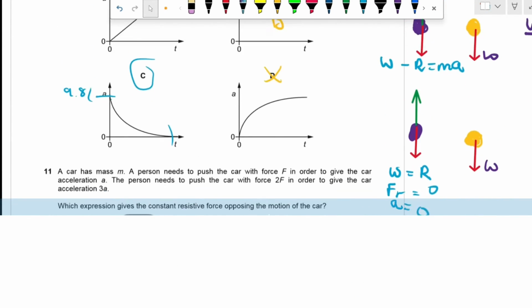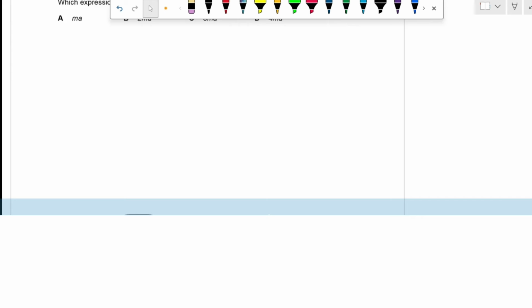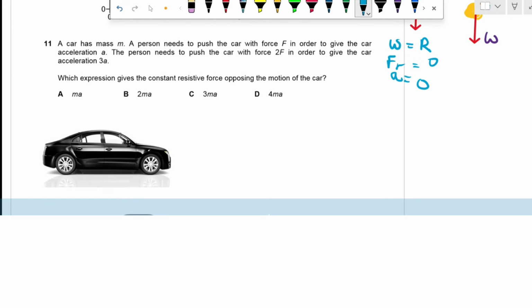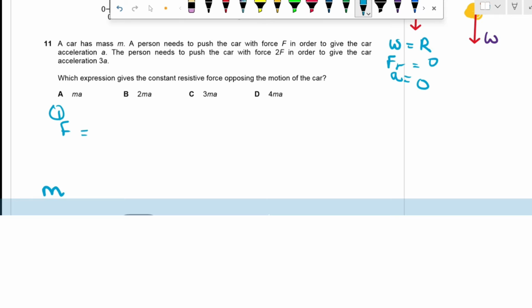Okay, our car is back. Wow, these guys really loved cars in this exam. Okay, a car has a mass m. So this car, as you can see, has a mass m, and a guy is trying his best to push it with a force F. So we have scenario 1. In scenario 1, they're going to push with F equal to the mass m times the acceleration a. But they're going to experience a resistive force. We've been given which expression gives the constant resistive force, meaning that the resistive force is not going to change.